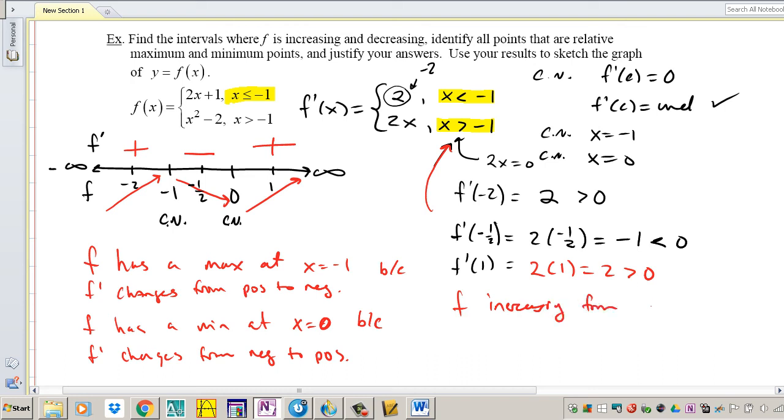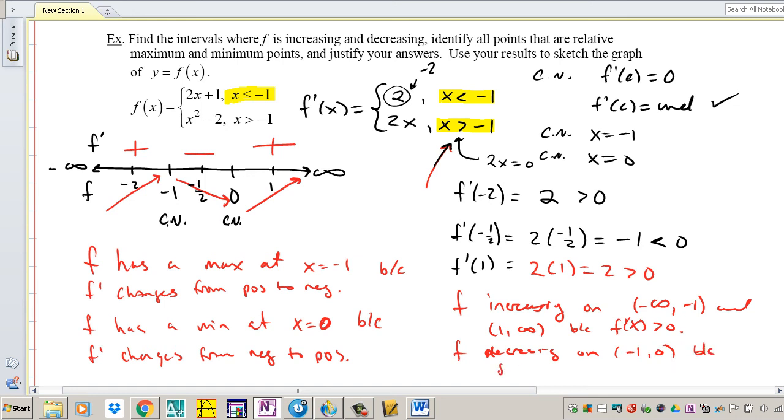F is increasing, let's say, on negative infinity to negative 1 and 1 to infinity because f prime is positive, and f is decreasing on negative 1 to 0 because f prime is negative.